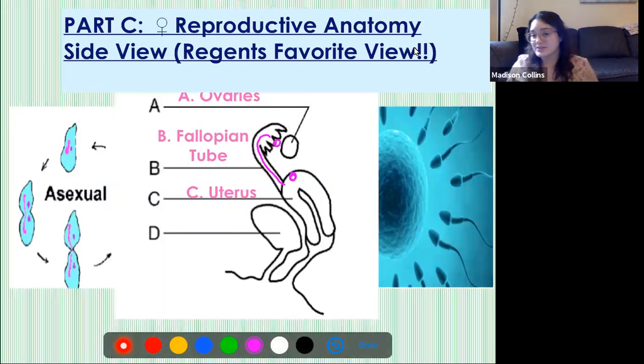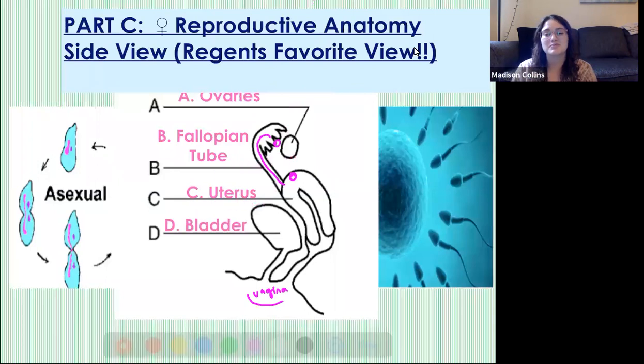Now, structure D is a new one. We've talked about this structure before, and we actually pointed out this structure in the male reproductive system yesterday, but we haven't talked about this one today. So think about, what do you think structure D is? It shares an opening with the uterus. Okay, so we know that this area down here is actually going to be the vagina. So think about what else has to exit through the vagina. Well, structure D is actually going to be the bladder.